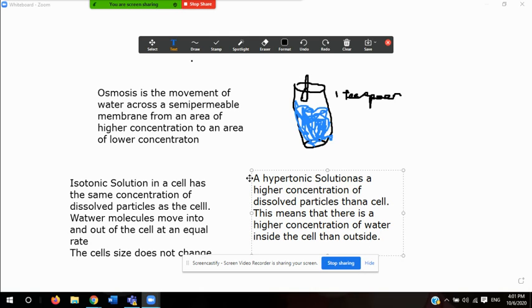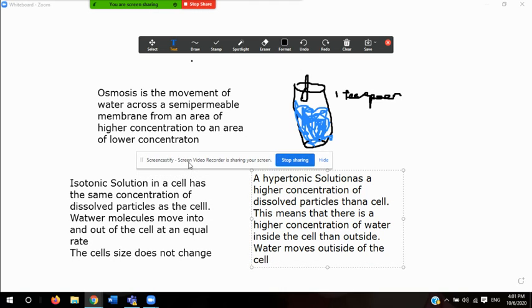So what happens here is that water moves outside of the cell. Let's see if I can move this so you guys can see that a little better. There we go. So basically what's happening here is that water molecules, water moves outside of the cell, causing it to shrivel.